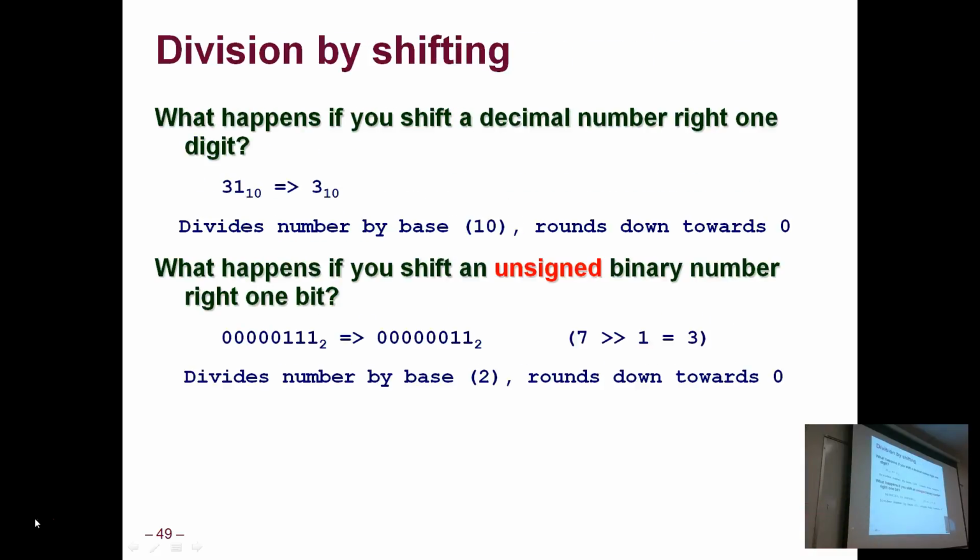So the next part is division by shifting. What happens if you shift a decimal number right 1 digit? Well, you divide the number by the base, but then you round down towards 0. You truncate off this 1 as it goes off the other end. What happens if you shift an unsigned binary number right 1 bit? So here's binary 7, and I shift it right 1 bit, I get binary 3. And so here you divide the number by the base again, 7 divided by 2, and then you also round down towards 0 because this bit gets omitted, that last bit. Okay?